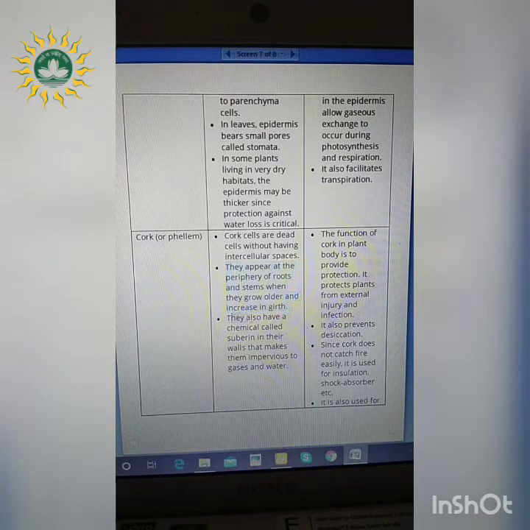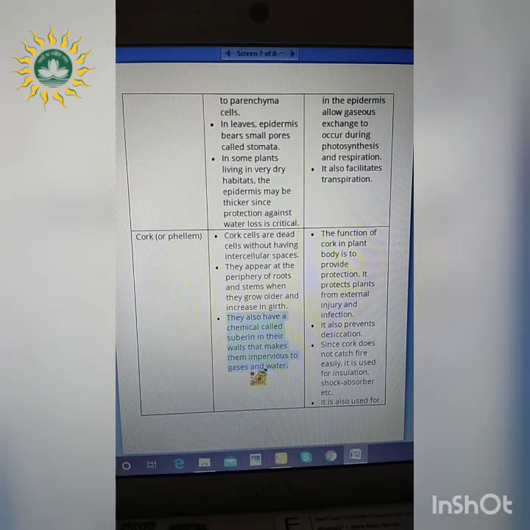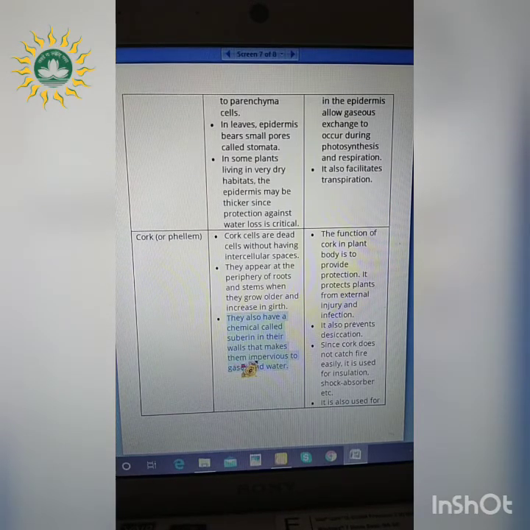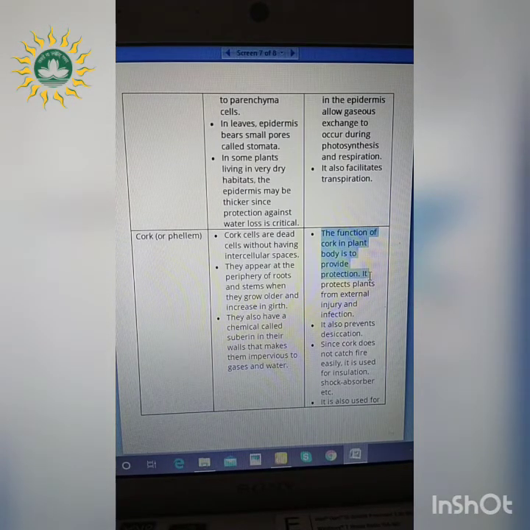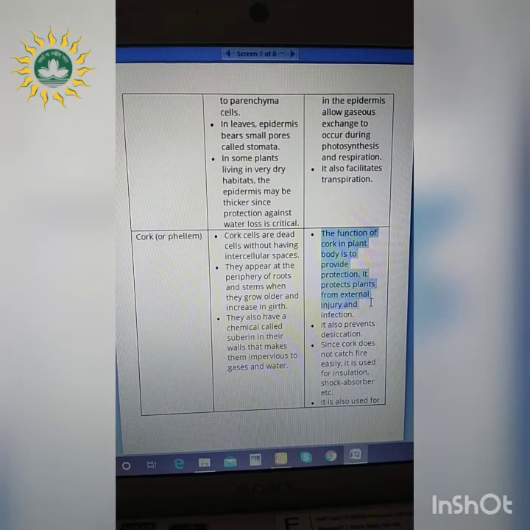They also have a chemical called suberin in their walls that makes them impervious to gases and water. So the chemical referred to as suberin is present in this cork, which is helping in the imperviousness to gases and water. That means no gases and water can enter through that. So what is the function? The function of the cork in plants is to provide protection. Obviously from the name protective permanent tissue, it is providing protection. It protects plants from different external injuries and also infection.